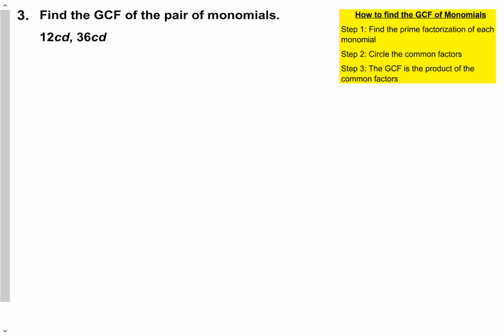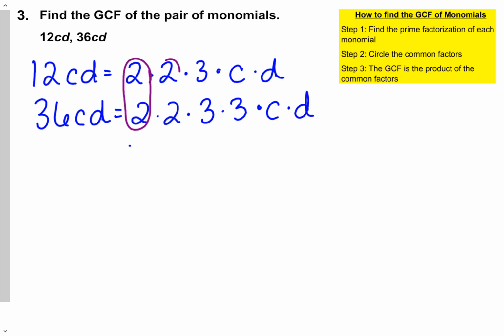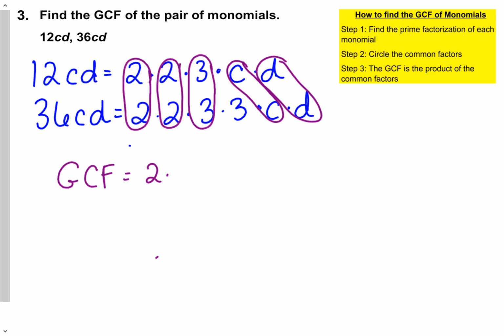Example 3. Find the GCF of the pair of monomials, 12CD and 36CD. 12CD is 2 times 2 times 3 times C times D. 36CD is 2 times 2 times 3 times 3 times C times D. Now let's circle our common factors, 2, 2, 3, C, and D. So our GCF is 2 times 2 times 3 times C times D, and that equals 12CD.